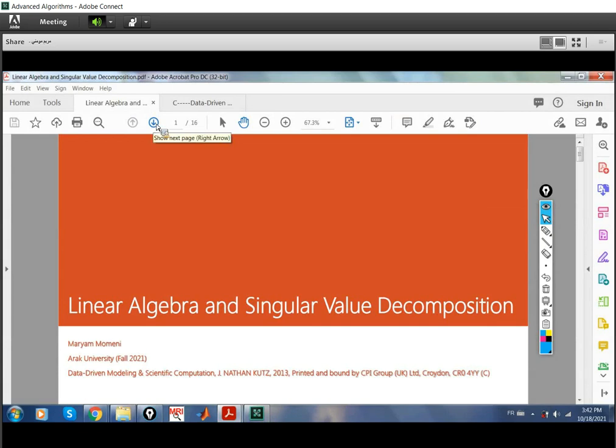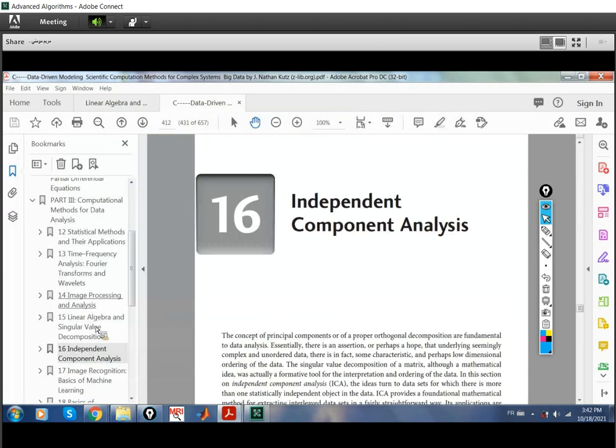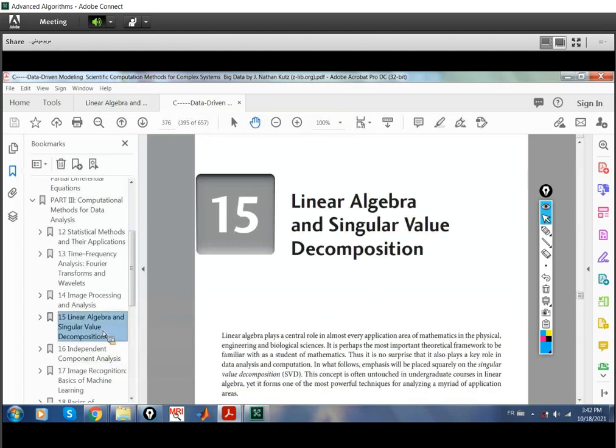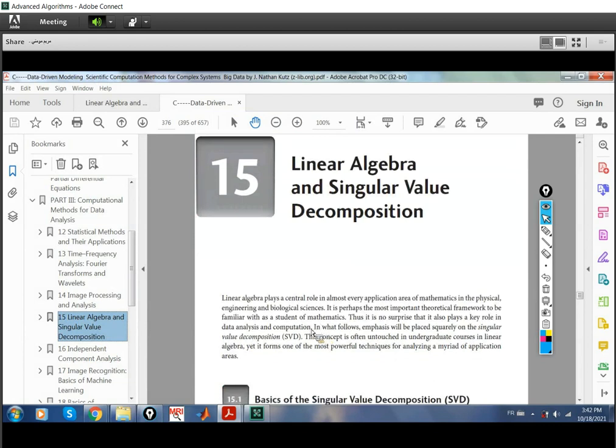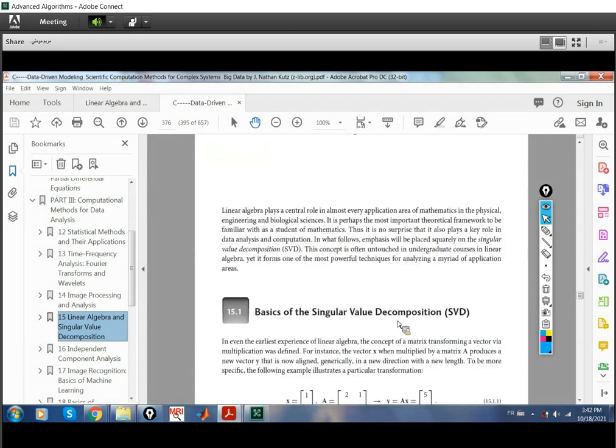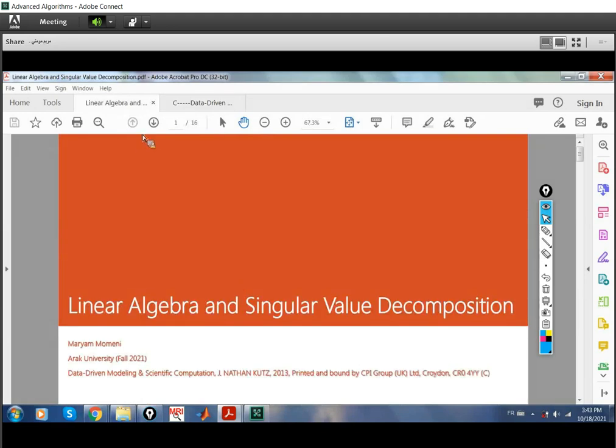And as I said previously, at first review the PowerPoints, and then after that refer to, for example, in this session, chapter 15 and study it in more detail. In this way, you can understand which subsections are more important for us and for our class.